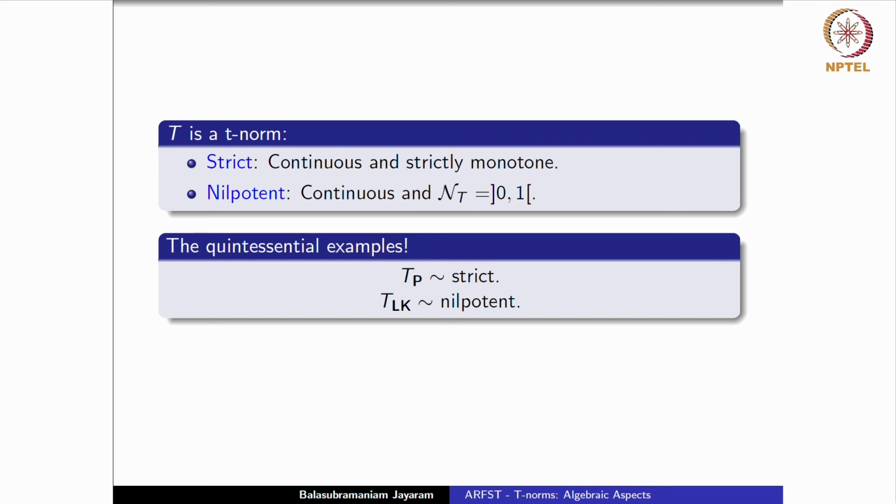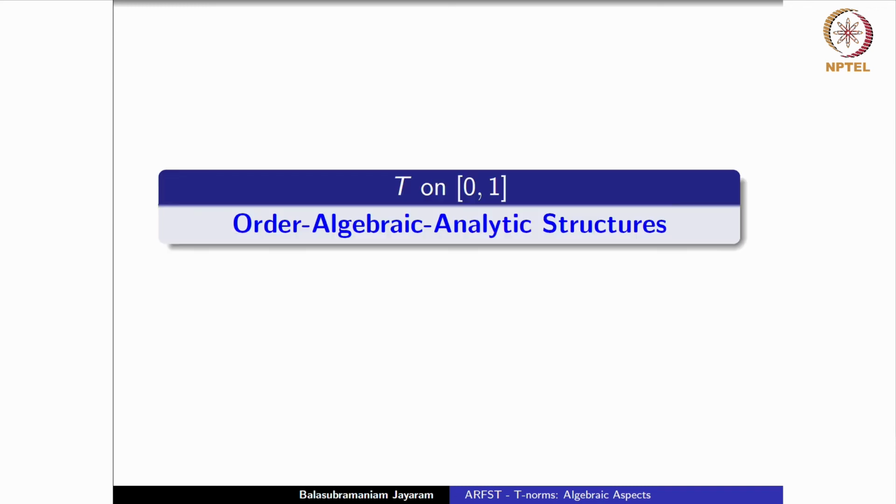Now, so far what we have seen is algebraic properties of elements and properties at the function level itself. Now let's do something more. Let's take t, which is a binary operation on [0, 1], and look at it from order, algebraic, and analytic perspectives. Because it has continuity, it has some order underneath, and it has some nice algebraic properties also.